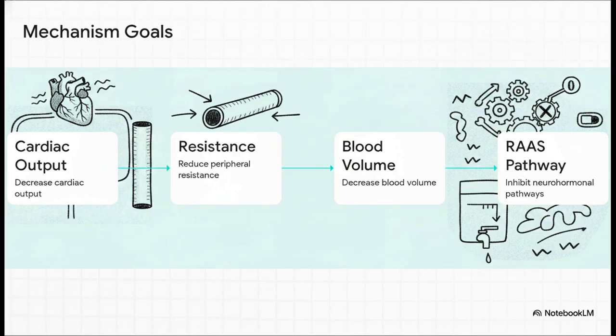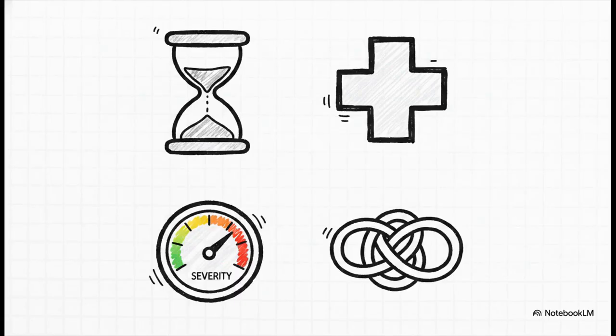Number one, they decrease cardiac output, basically slowing down the pump itself. Number two, they reduce peripheral vascular resistance, which is kind of like physically widening the pipes. Number three, they decrease blood volume, essentially draining some fluid right out of the system. And number four, they inhibit specific neurohormonal pathways, specifically the RAS pathway, which acts as a master control switch for blood pressure.